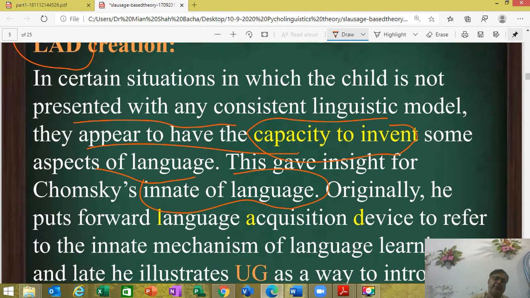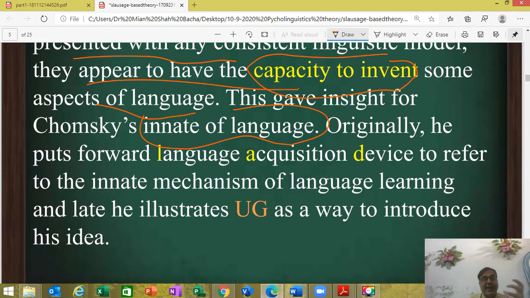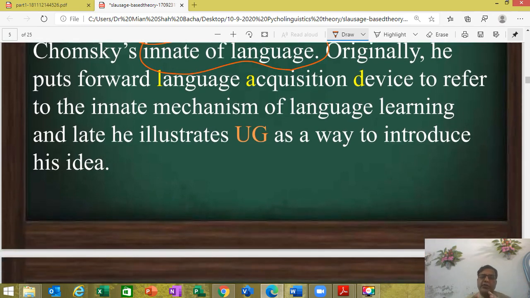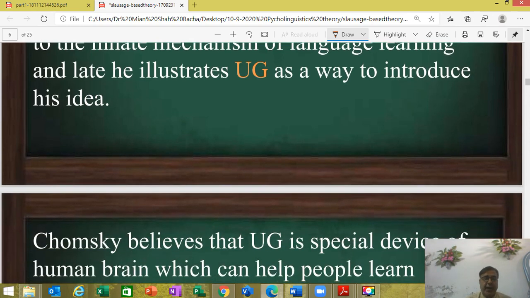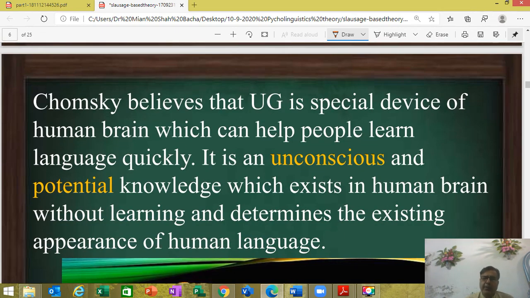Originally, he put forward the language acquisition device to refer to the innate mechanism of language learning. And later, he introduced UG, universal grammar, as a way to present his idea. Okay. Chomsky believes that UG is a special device of the human brain which can help people learn language quickly. All right. It is unconscious. I mean, what is it?